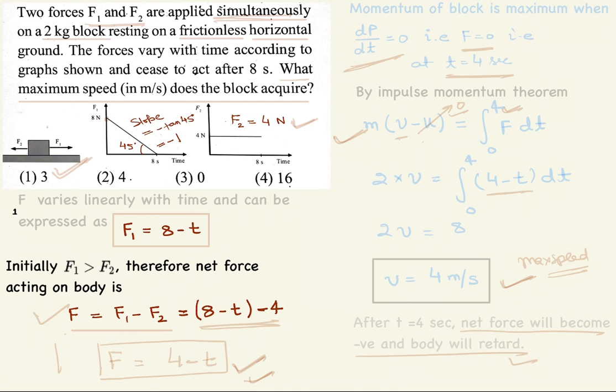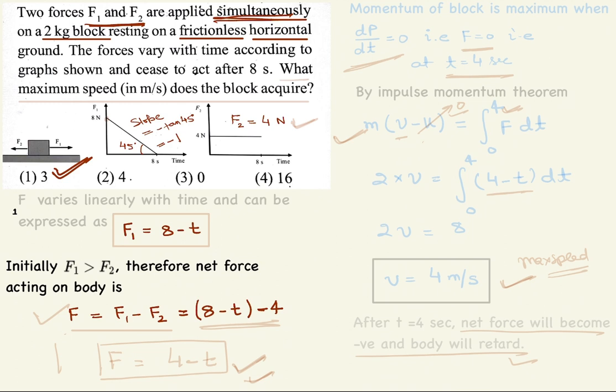देखिए इस प्रॉब्लम में एक ब्लॉक है जो रेस्ट में रखा हुआ है at horizontal frictionless surface. The mass of block is 2 kg and the two forces F1 and F2 start acting simultaneously at same point of time but in opposite direction. Okay.